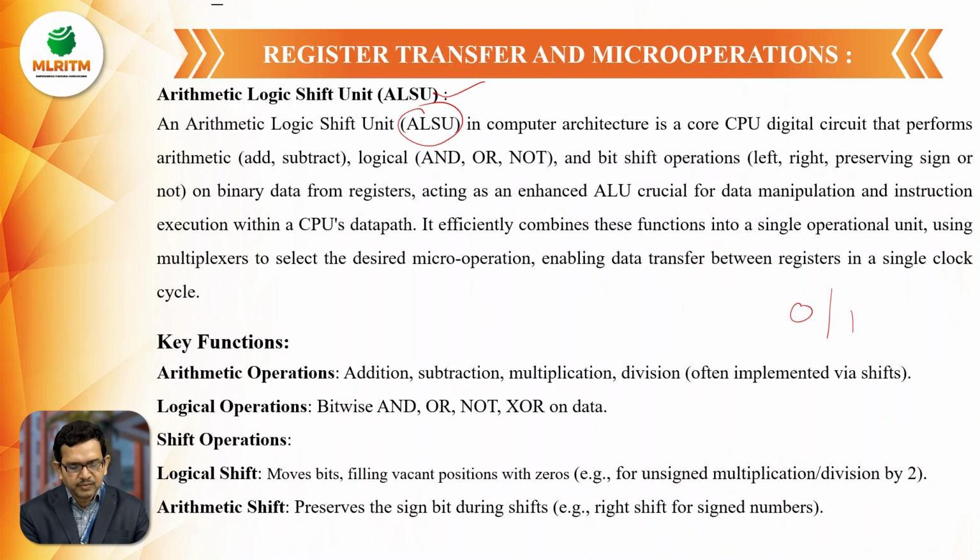What are the key functions performed by the ALU? The first key function performed by the ALU is arithmetic operations. What are those? Addition, subtraction, multiplication and division. Multiplication and division are very less frequently used operations. We directly go for addition and subtraction operations. Apart from addition and subtraction, we will go for increment and decrement also. Next key function of the ALU.